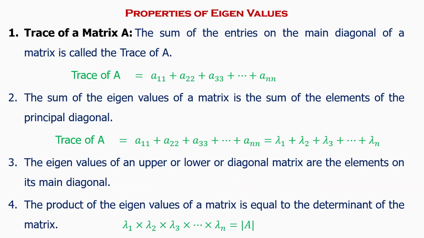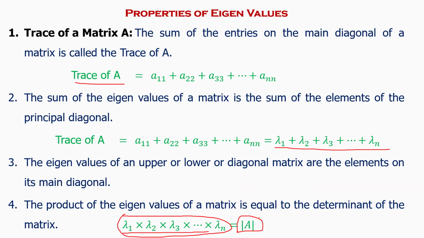The product of the eigenvalues of a matrix is equal to the determinant of the matrix. So if we are able to find the eigenvalues of the given matrix, we just have to multiply them. That is nothing but the determinant of the given matrix A. Using these two properties, trace of A equal to the sum of eigenvalues, and the product of eigenvalues equal to the determinant of A, we can check whether our answer is correct or not.